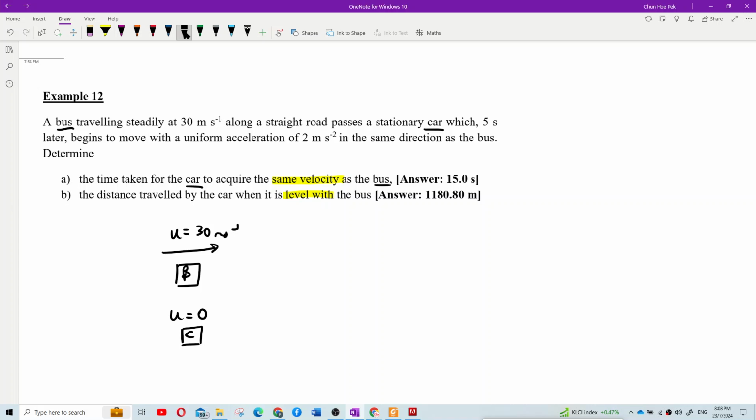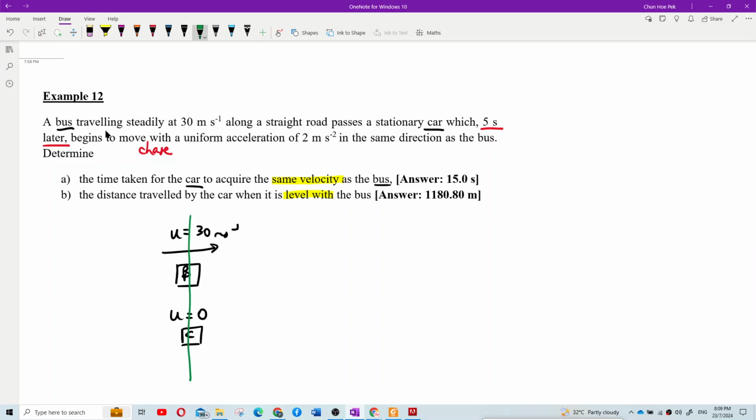He says this is important. He says 5 seconds later, only the car start to chase. So the car does not immediately chase. It's not the same like the tutorial questions you did. The tutorial question you did is the police car immediately chase the motorist. This one is the car, he only chased 5 seconds later. That means after 5 seconds, the bus already traveled a certain distance.